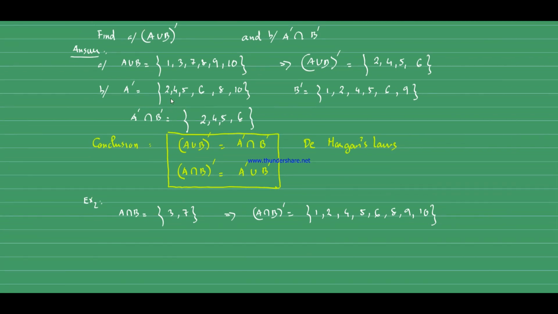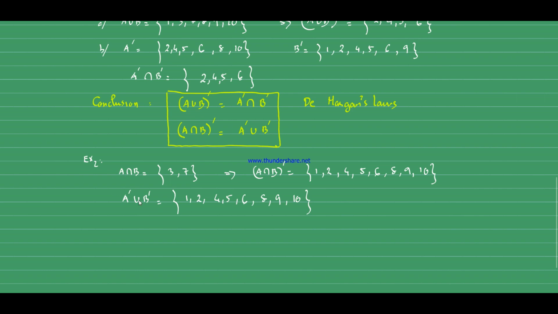Then we find the complement of A. We already know the complement of A is this. We know the complement of B is this. So we can find the union of these two complements. So the union between these two complements will be what? We're just going to take all the various elements over here. So we have 1, 2, 4, 5, 6, 8, 9, 10. Here you go. Look at that. They are all the same. You see that?